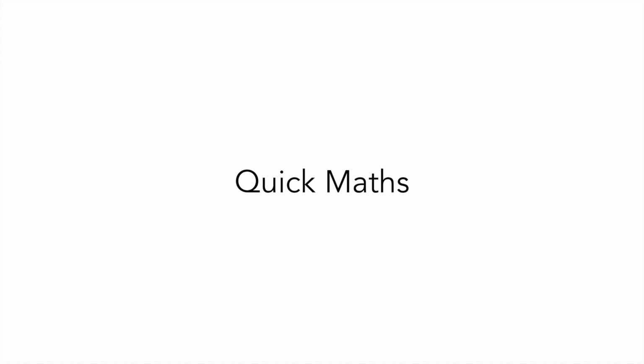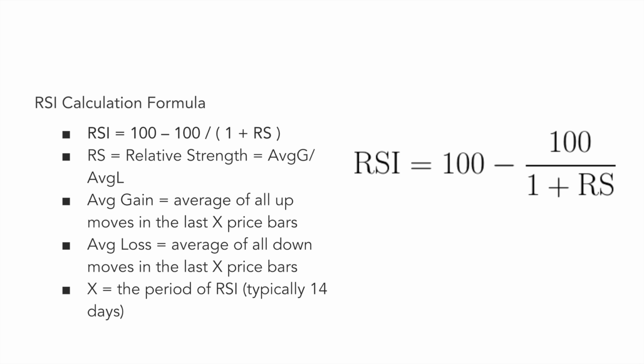For all you mathematicians out there, let's take a look at the math and see how it's broken down. The RSI calculation formula goes like this: RSI equals 100 minus 100 divided by 1 plus RS. RS equals relative strength, which is the average gain divided by the average loss. The average gain is the average of all up moves in the last X price bars, and the average loss is the average of all down moves in the last X price bars.